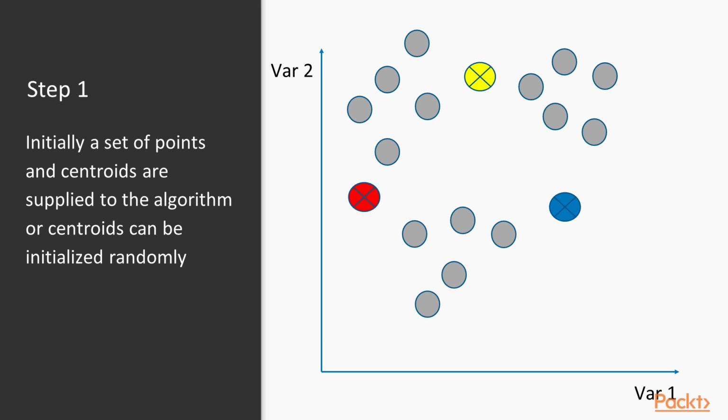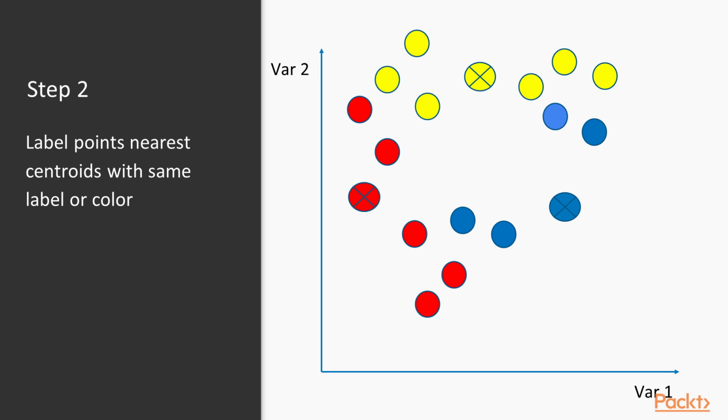So imagine we've been given points defined with 2 variables, in grey, and 3 centroids, red, yellow, and blue. Centroids can also be picked randomly. We're going to label the points nearest each centroid with the same colour or label. I haven't done this perfectly, but you get the schematic idea.